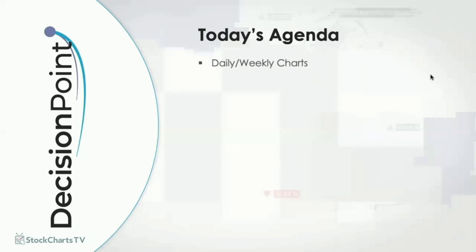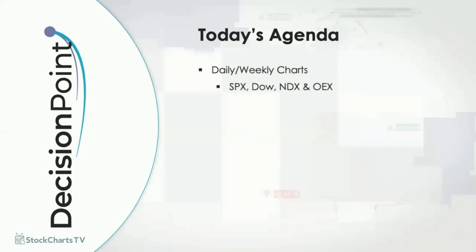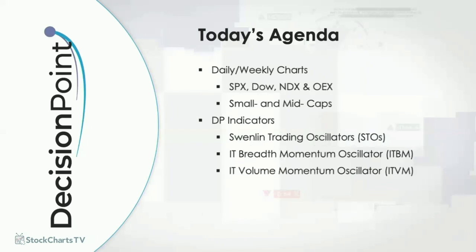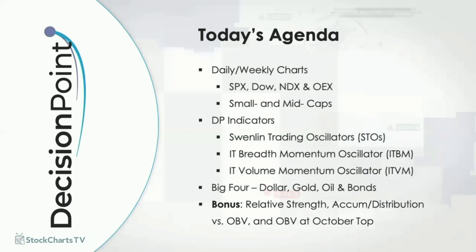Yes. All right, well, let's get going with this agenda. We're going to look at those daily and weekly charts for the four major DP scoreboard indexes. I'll also look at the small and mid caps and the DP indicators. And then, of course, those are our Swinland trading oscillators, our intermediate term indicators, the ITBM and ITVM. And then my dad's going to cover the big four, dollar, gold, oil, and bonds. And then finally, the bonus material for the day.